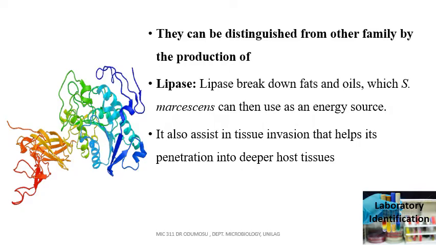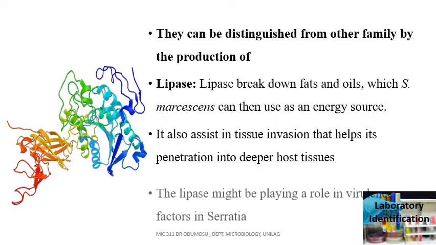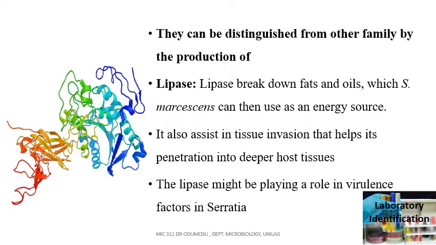So this helps this opportunistic pathogen to invade the host tissue and penetrate into deeper sites. The lipase may be playing a role as a virulence factor for Serratia because normally oil and fatty acids can provide a shield in the cell, whereas the ability to break down this fat and oil is a virulence factor that can allow Serratia to penetrate to deeper tissue of the host.